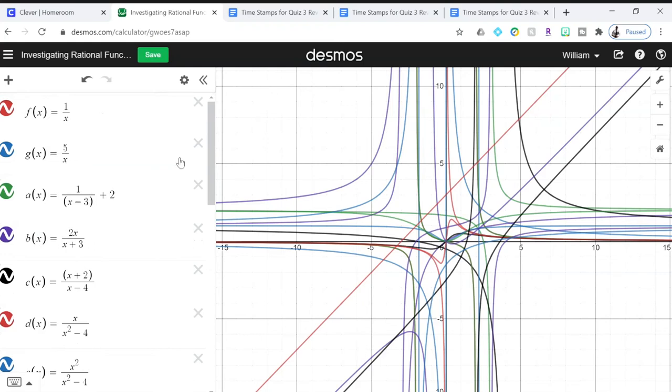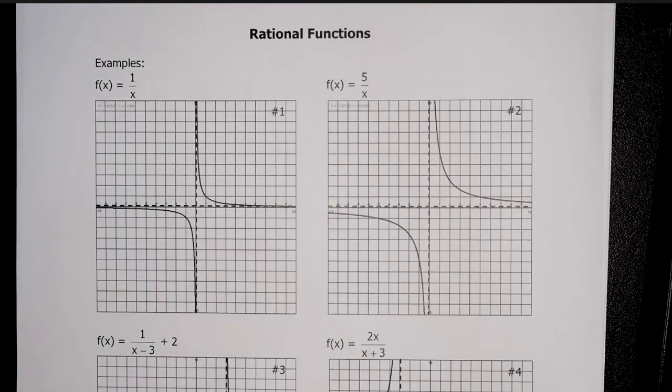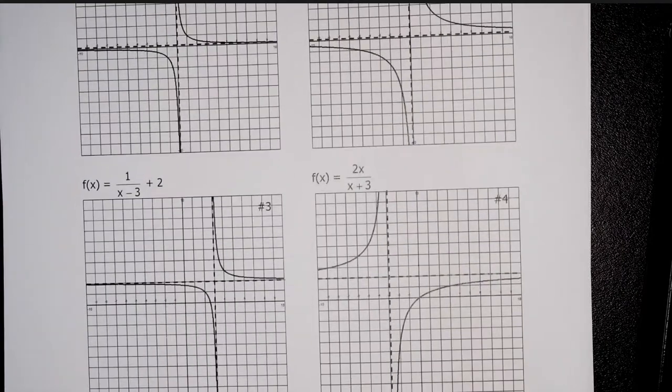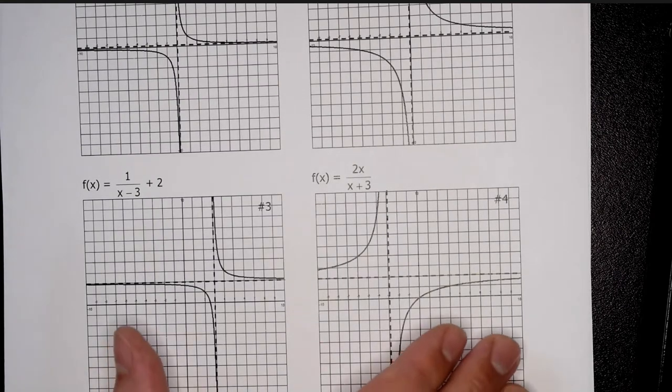So not only am I going to share this Desmos link with you so you can investigate it on the computer, but I'm also going to share with you this right here. These are those same graphs, and they're graphed individually. So I've got something like, I think it's like 16 of them here that are graphed.